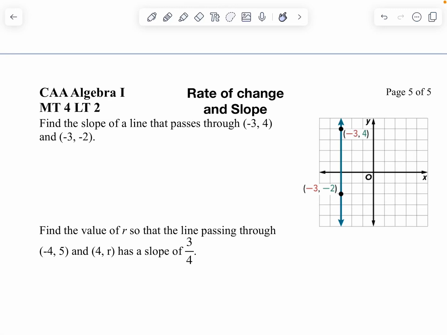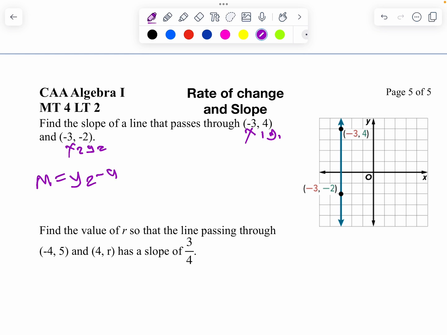Let's take a look at one more, and notice this time my graph is going to be vertical. How does that change the way we do slope? So I've got x1 and y1, x2 and y2. To find the slope, we subtract our y's over we subtract our x's. And then I'm going to say negative 2 minus 4 over negative 3 minus a negative 3.